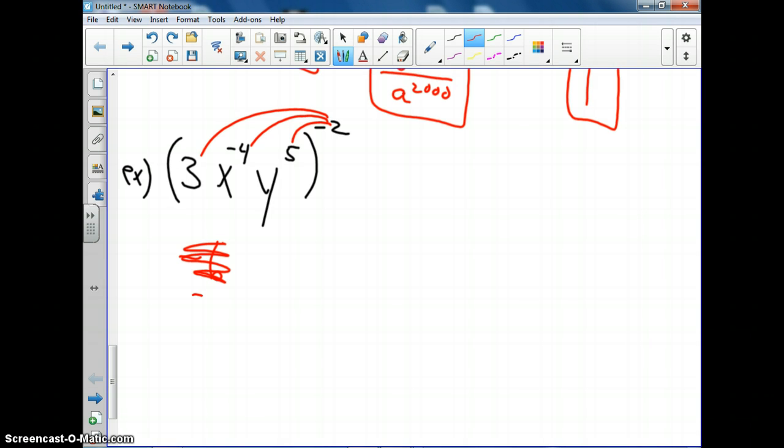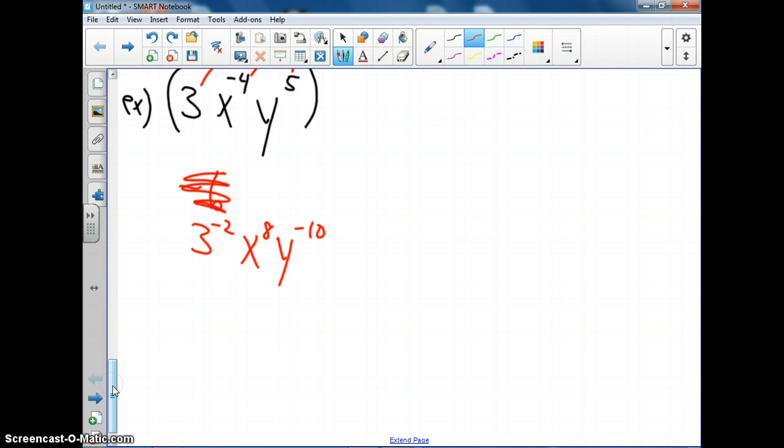Okay, so it's going to be 3 to the negative 2, x to the positive 8, y to the negative 10. I mean, perfect. So far you're great, okay? If you did this, okay? All right, now here goes the next thing.